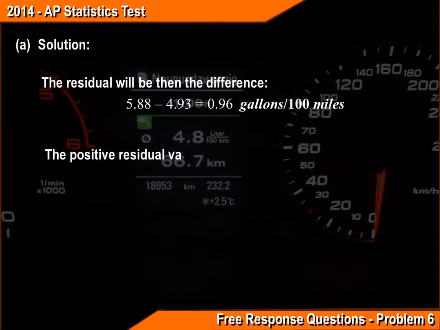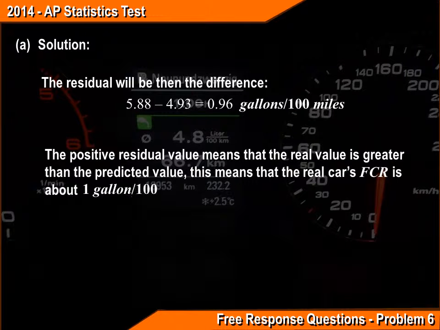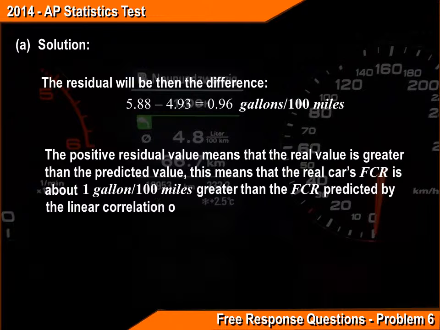The positive residual value means that the real value is greater than the predicted value. This means that the real car's FCR is about 1 gallon per 100 miles greater than the FCR predicted by the linear correlation obtained by Jamal for his 66 FCR measurements.